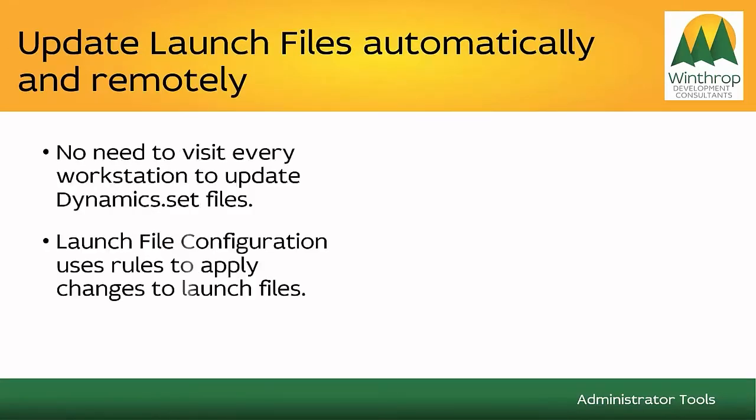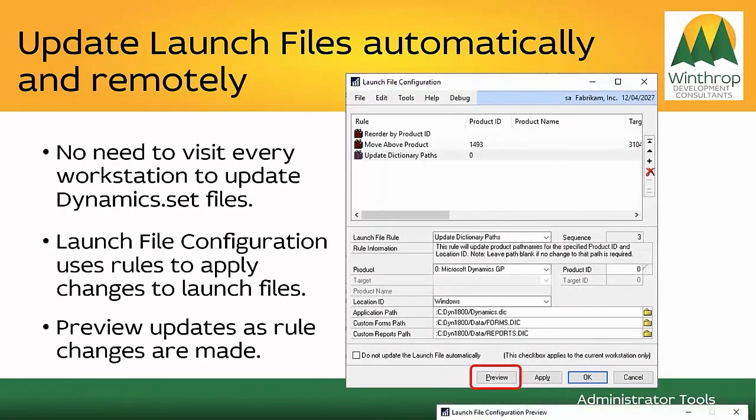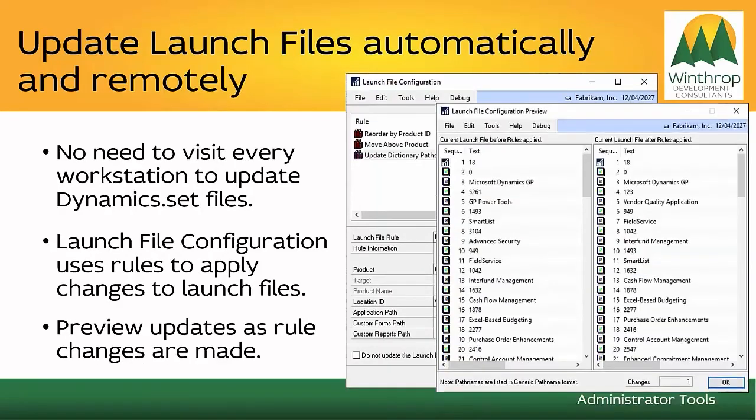If you want to update the launch file automatically, new to build 27 is launch file configuration, where you've got a number of rules where you can actually change settings on the launch file, so you can just make sure that they're pointing to the correct locations for paths, or you can reorder the products, whatever you need to do. You can even remove and add products automatically.